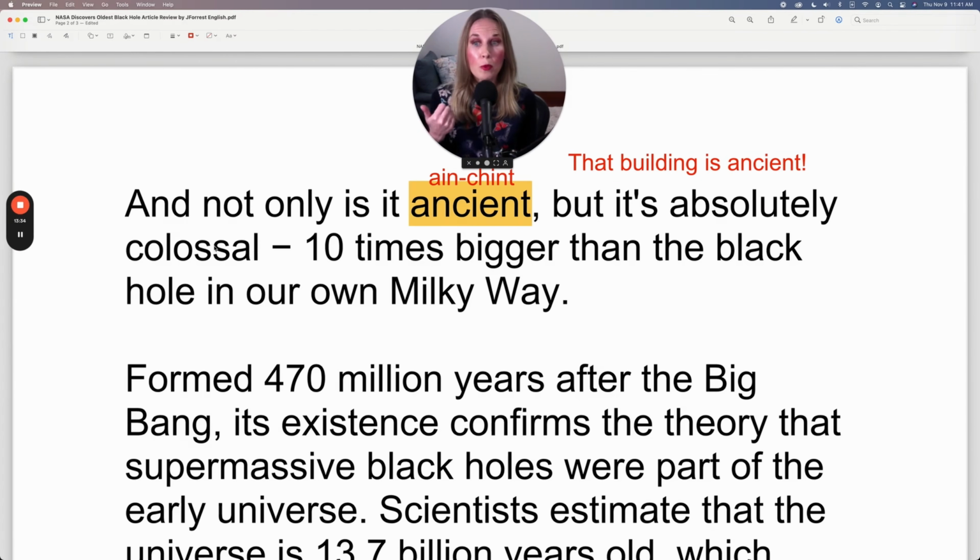But remember before, do you remember the word? What was the other adjective that means very large? Gigantic. Either one, they both sound extremely large. And then you can add absolutely to make it sound even stronger. 10 times bigger than the black hole in our own Milky Way. So this is our galaxy, and there's a black hole in it.